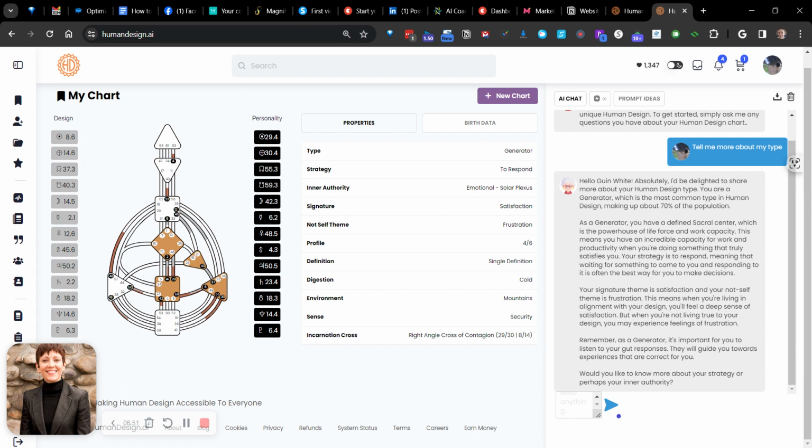So this tells me that generators have a defined sacral center. Well, if I am new to human design, I may not know what that is. So that may be a great question to ask next.